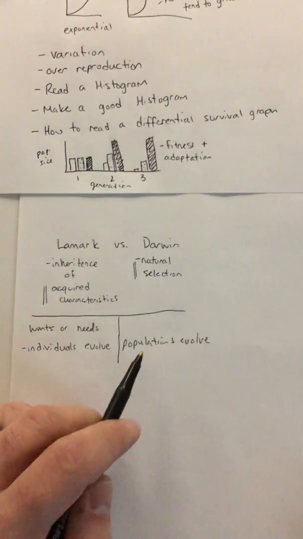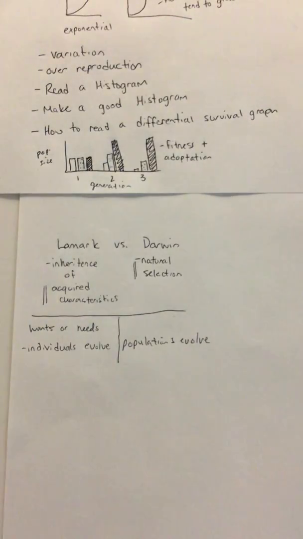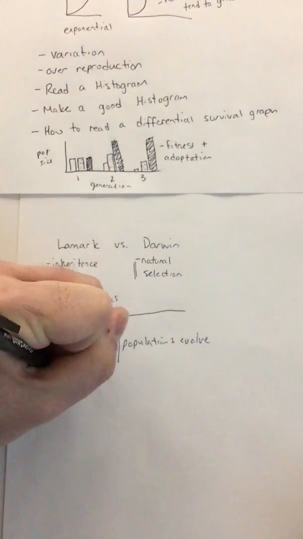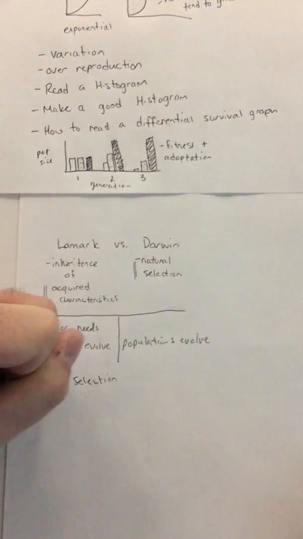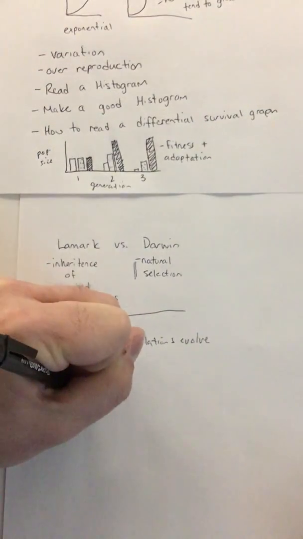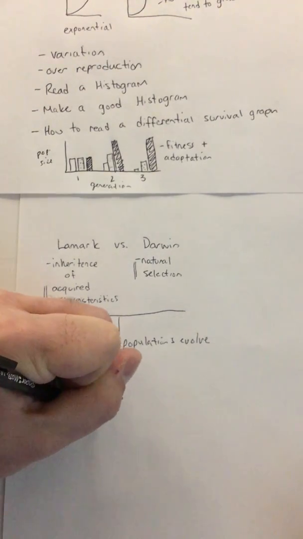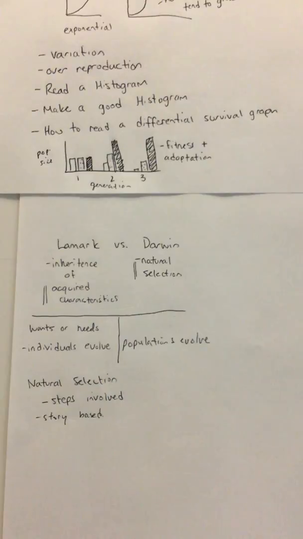All right, so populations evolve in this case, individuals evolve in this case. Now, you'll need to know the steps involved in natural selection. Like story-based: how and why did the bacteria evolve? How and why did the birds get the bigger beaks on Galapagos Islands after the drought? How and why the giraffes got longer necks? What steps did natural selection occur in?